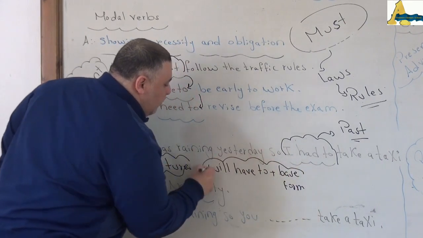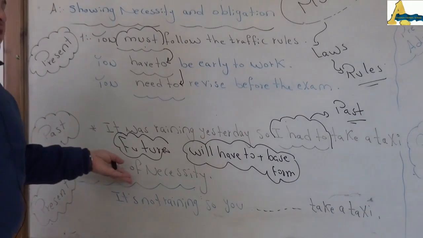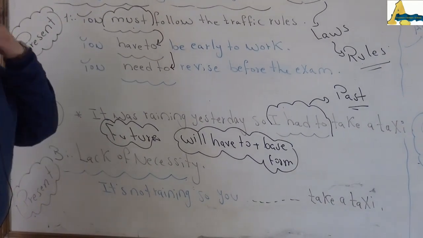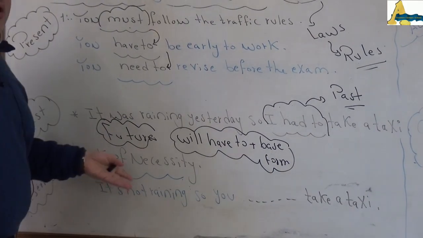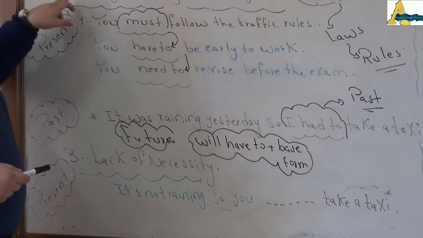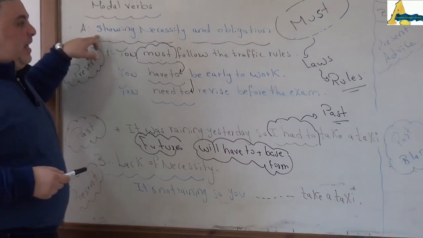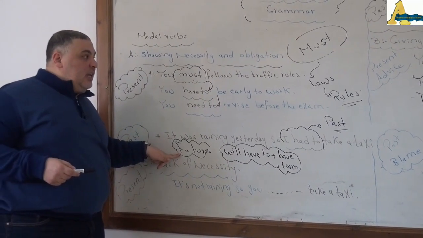So I can say, for example, tomorrow I will have no car, so I will have to take a taxi. Or your dad won't collect you tomorrow, so you will have to take a taxi. Tomorrow I have an exam, so I will have to wake up early. So I'm talking about showing necessity and obligation: one part is in the present, part is in the past, and another part is in the future.